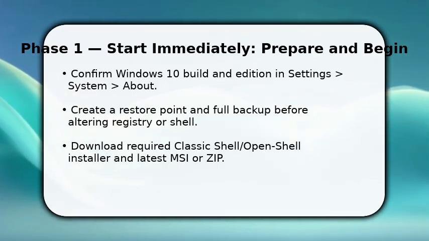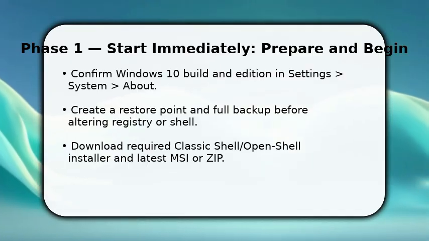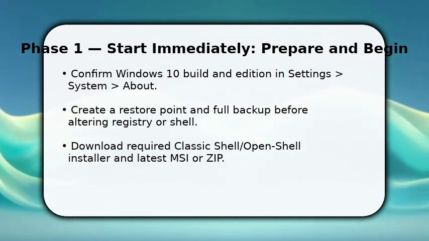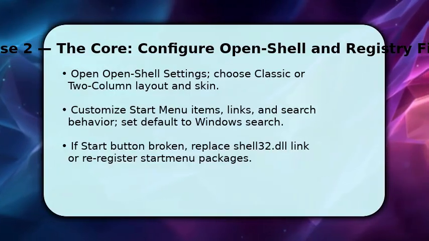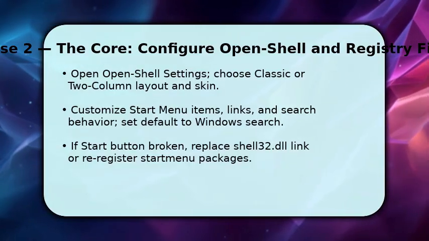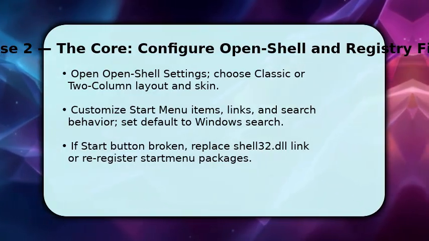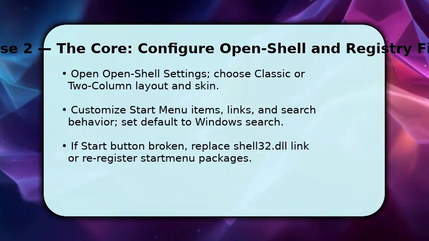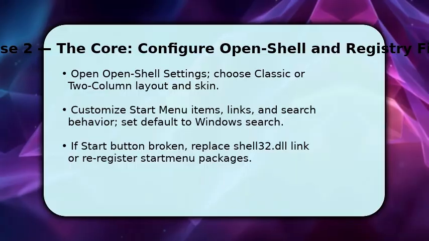These steps prevent accidental system changes and make sure you have the exact installer that recreates the old Start menu experience. Once OpenShell is installed, open its settings and pick Classic or two-column layout to mimic old Windows 10 Start behavior. Customize menu items, favorites, and search integration so pinned apps function as you expect. Make sure OpenShell is set to replace the Start button and to use Windows Search for consistency.